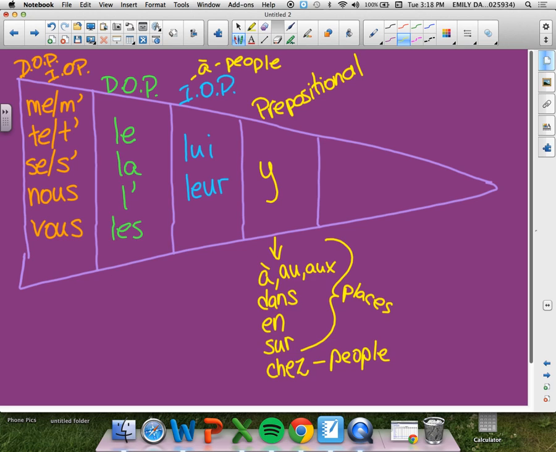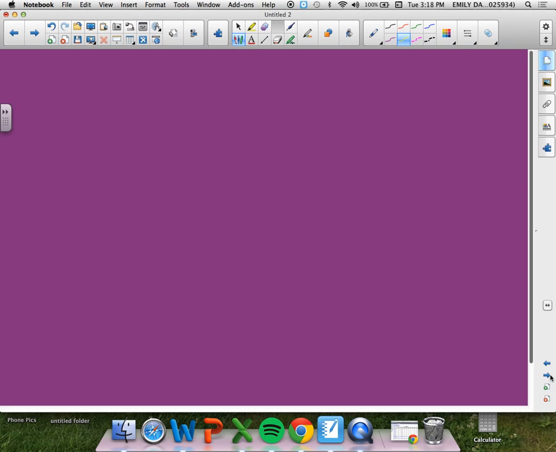So let's look at a sentence where we might have multiple pronouns that we could replace. So let's say, je donne le cadeau à Marie dans le parc.